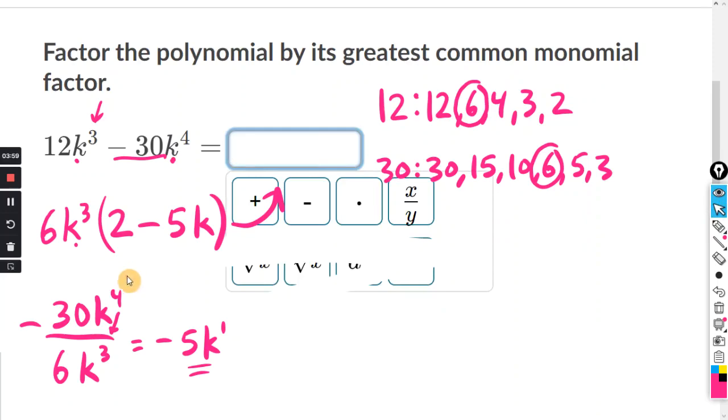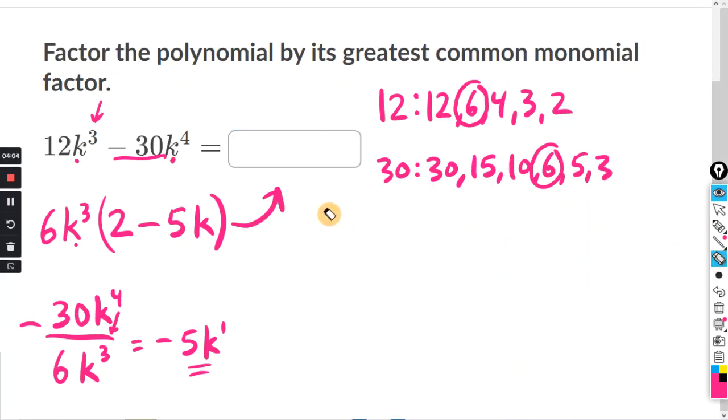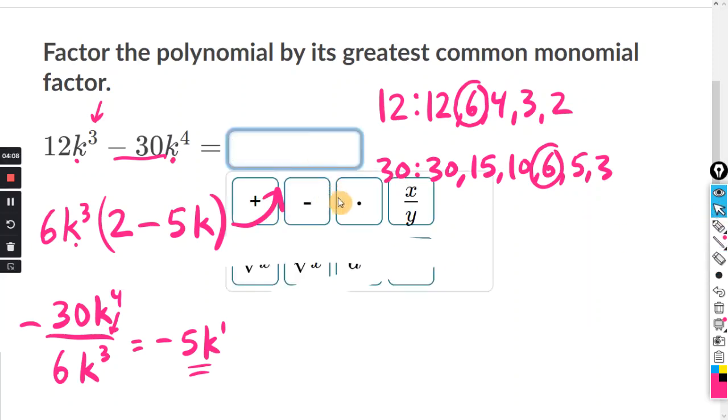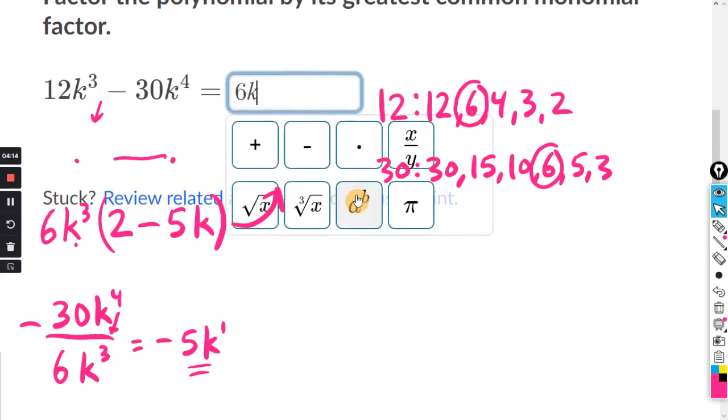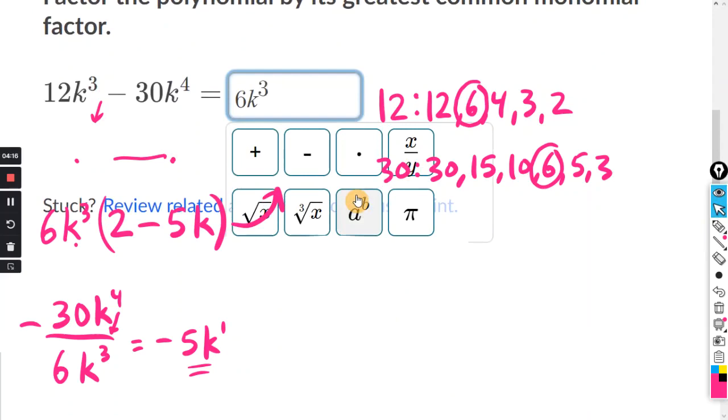All right, so 6k to the third. Let's see. I'll type 6k. The exponent button is this one right here, to the third. Hit the right arrow key, type parentheses, and then 2 minus 5k.